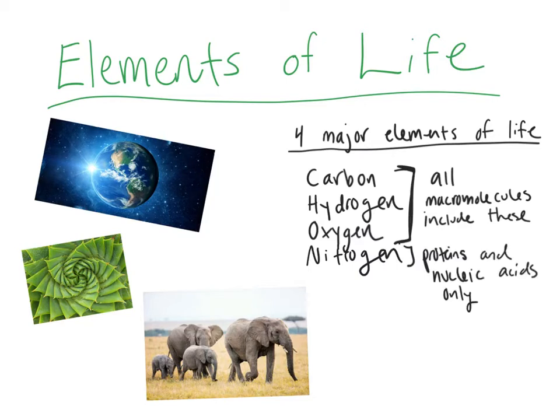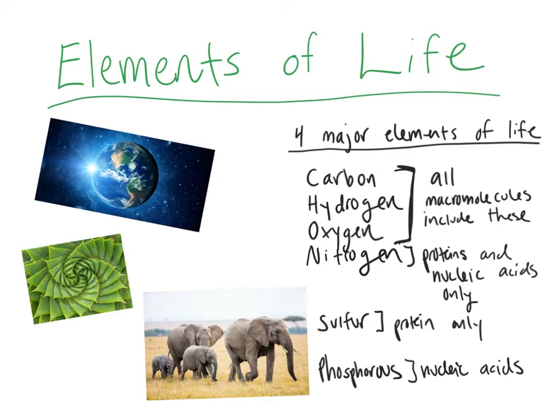In addition to these four major elements of life, we also have two kind of bonus elements that are going to be sulfur and phosphorus. And it's important to note, especially as we go through our macromolecules, that sulfur is going to be unique to protein, and phosphorus is going to be found primarily in nucleic acids, so not in protein. You do not find phosphorus in proteins at all.